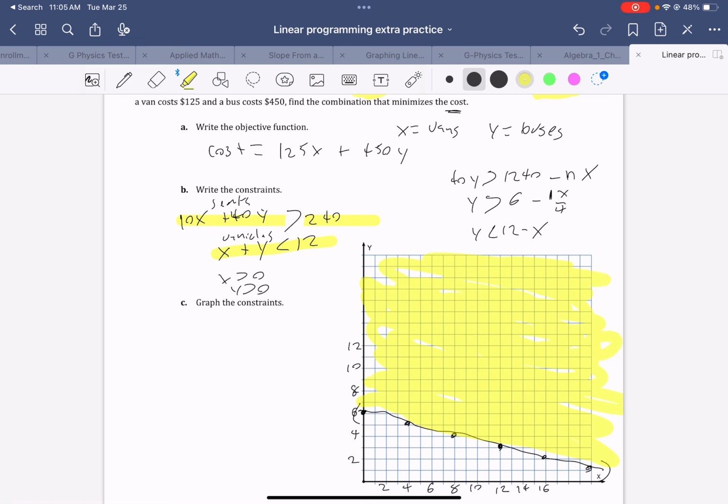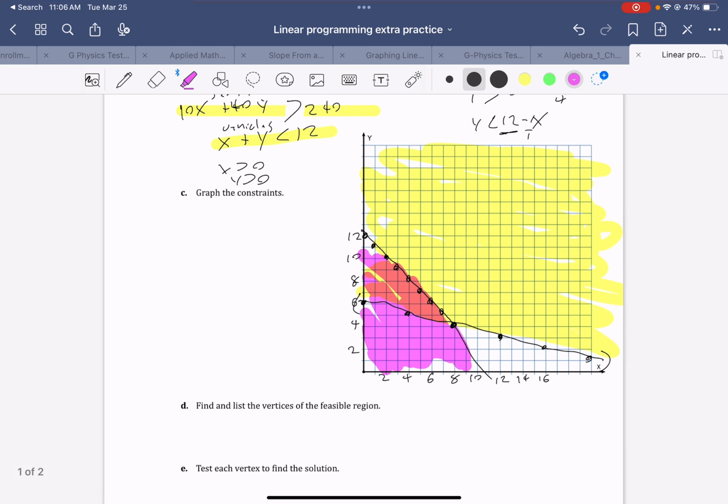Our second constraint, in order to graph it, we're going to start at 12 and we're going to go 1 down, 1 to the right, and keep repeating that. And we need to be below this line, so it's going to be this area over here. So the feasible region is the area which is highlighted by both of them. Our possible answer is going to be somewhere in this part of the graph right over here.